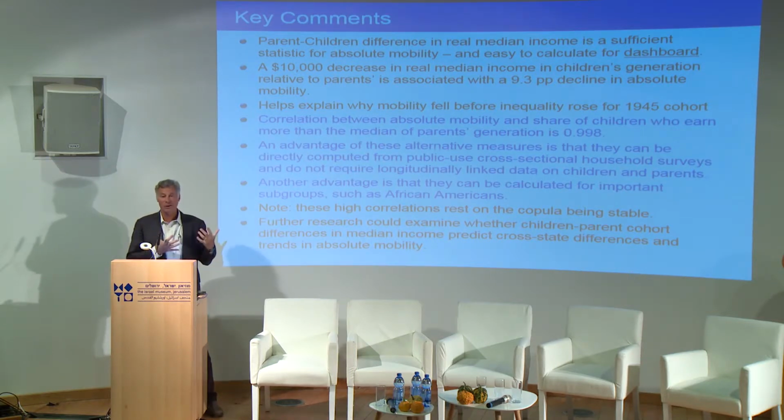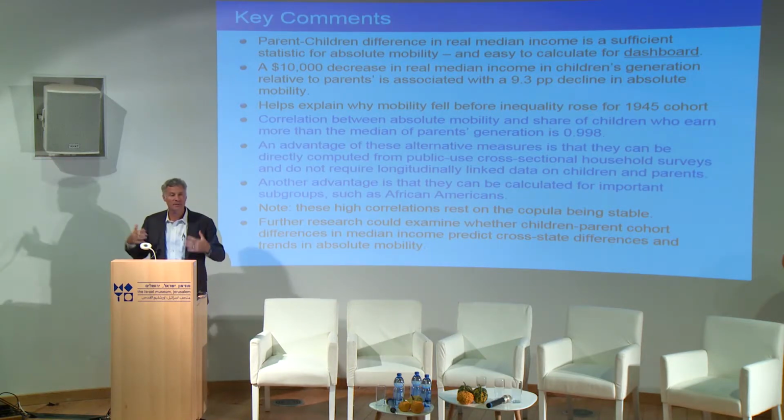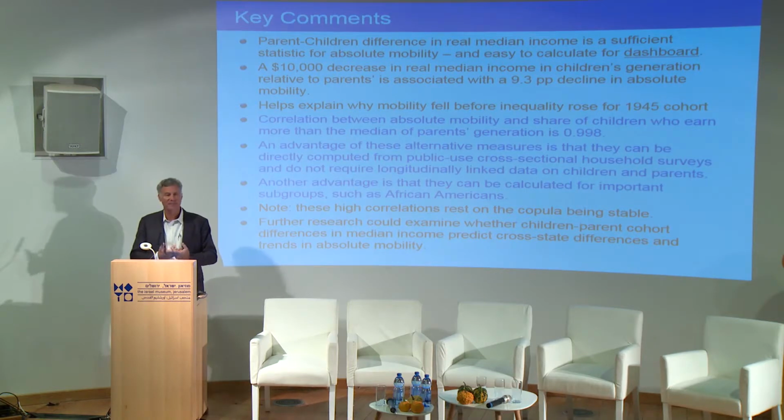And that has an even stronger correlation with the decline in absolute mobility. And again, that's really easy to calculate because you don't need longitudinal data. You don't need to make assumptions about the copula. You just calculate what fraction of people are below this threshold and how is that changing.